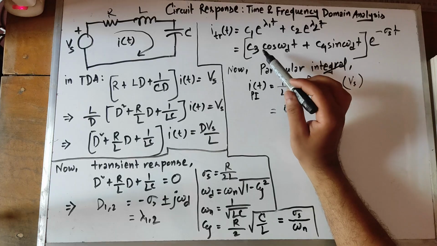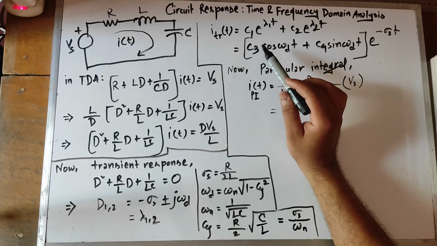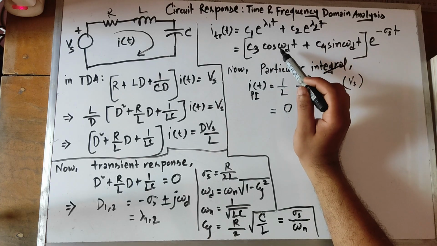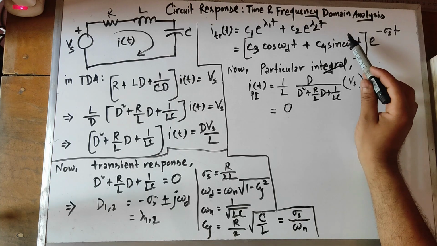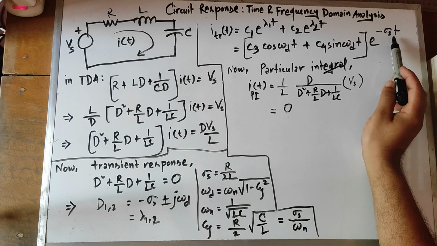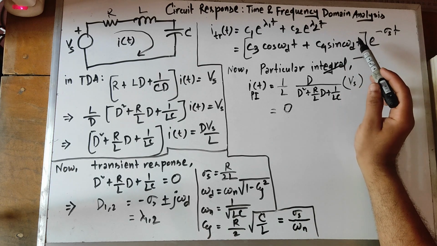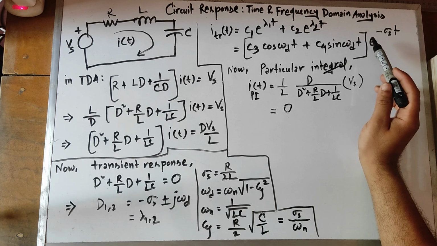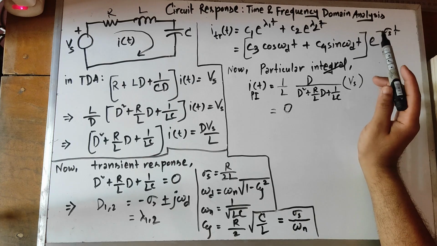We can find another expression for the transient response, which is c3 cos omega dt plus c4 sin omega dt, and the whole thing is multiplied by e to the power minus sigma st. So this is the whole transient response of the series RC circuit with input or without input.